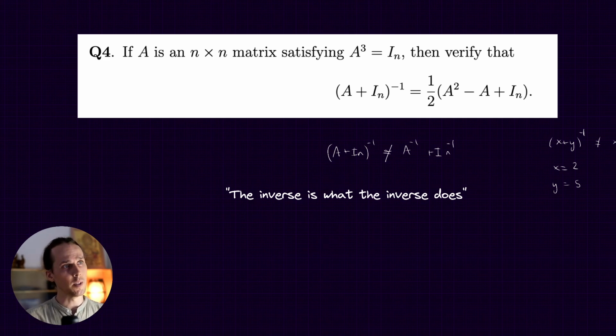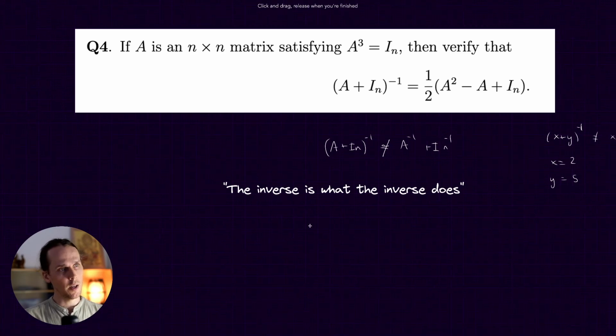So let's actually make our lives a little bit easier, and let's call A plus the identity just some other matrix B. So we're reducing the cognitive load by renaming it. And all they're telling us is that for the matrix B, the inverse is, and they tell us what it is. Well, to verify that it is that.